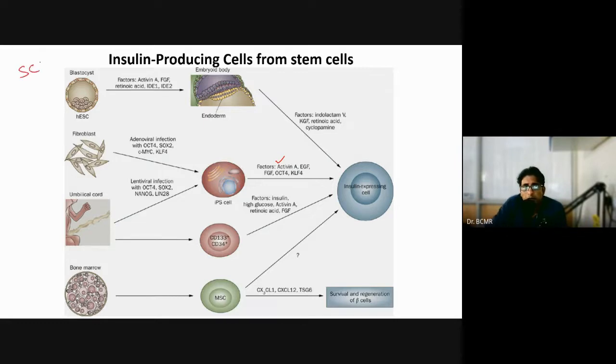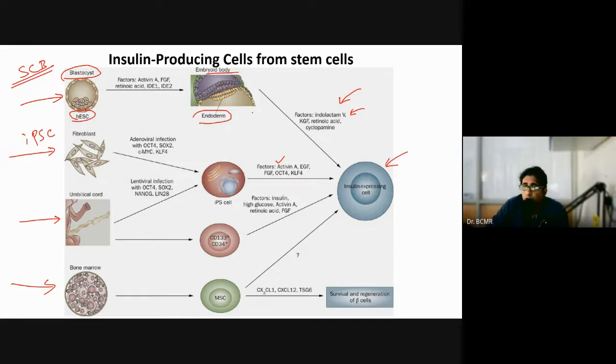From a stem cell biology perspective, we have several approaches. We could have taken embryonic stem cells. We could have worked with induced pluripotent stem cells. We could have taken umbilical cord cells, or we can take bone marrow. So from the blastocyst you would take embryonic stem cells and allow them to grow into an embryoid body, and then take the endoderm, and using components like these, we can probably differentiate these endoderm cells into insulin expressing cells, and those cells could be given.